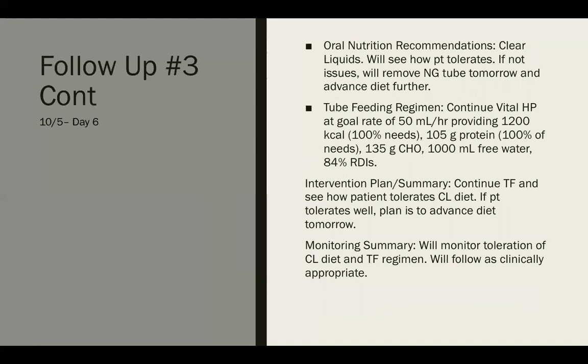Patient has been moved to clear liquids, as I said, and we'll just see how the patient tolerates this. If there are no issues, we will remove the NG tube tomorrow, and the diet will be advanced further. And the patient is continuing to receive Vital High Protein at the goal rate of 50 mils per hour. We will continue this tube feeding, see how patient tolerates diet advancement, and as I said, plan is to advance diet tomorrow. We will continue to monitor toleration of diet advancement and tube feeding regimen, and will follow as clinically appropriate.